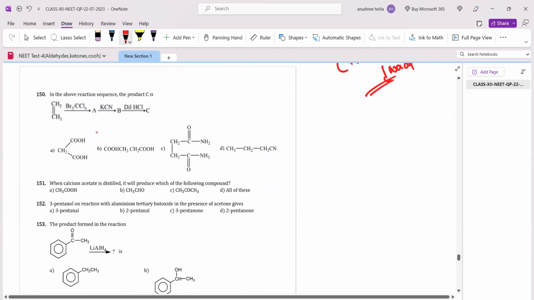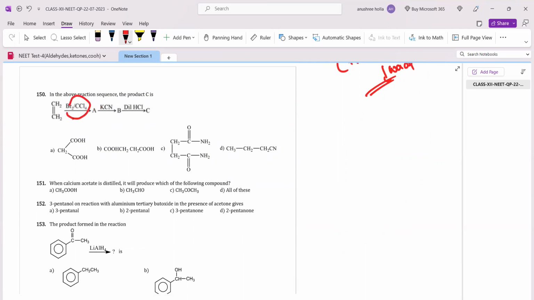150. In the above reaction sequence, the product C is... they've given an alkene, bromine and CCl4. We have studied this reaction in haloalkanes and haloarenes, where bromine will add to this alkene. This can be treated as a test for unsaturation as well. You just have to simply add bromine to the double bond.